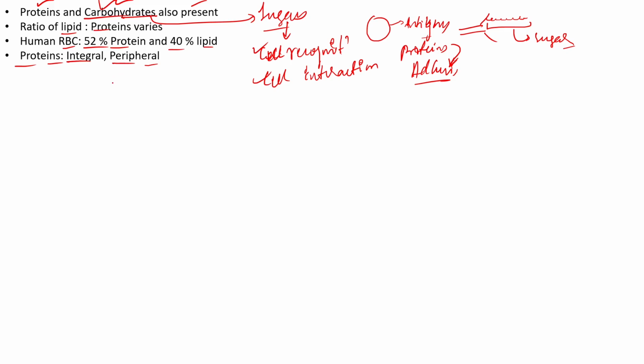So now what do you mean by integral proteins? Integral proteins are the ones that are completely buried in the lipid bilayer, but peripheral proteins are mainly present externally. They are mainly present where? Externally. They are mainly attached to the lipids. They are mainly attached to where? Lipids, right?